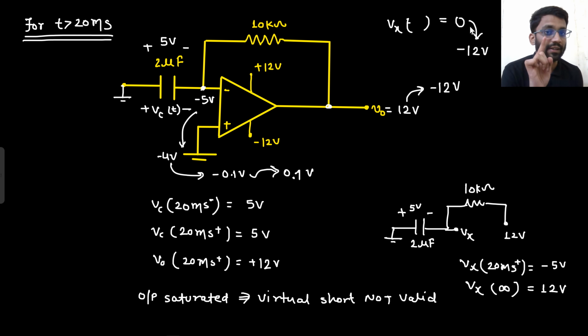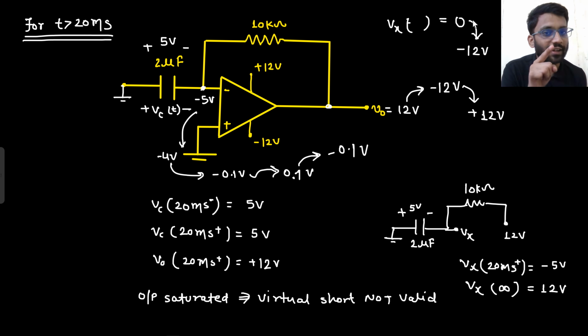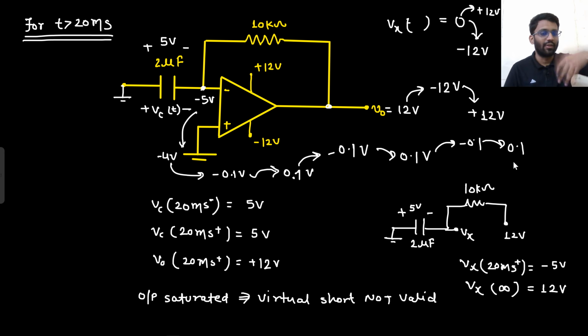Currently I am at 0, but my target is to go to minus 12. If the target is to go to minus 12, then this node will go to minus 0.1. If the Vx node goes to minus 0.1, again the output will go to plus 12. And if it goes to plus 12, then the target of Vx will be to go to plus 12 volt. If this is the target, then again this node moves to 0.1 volt, then again minus 0.1 volt, again 0.1 volt.